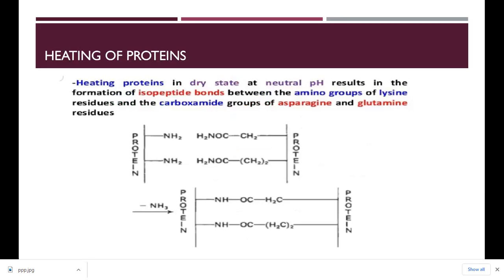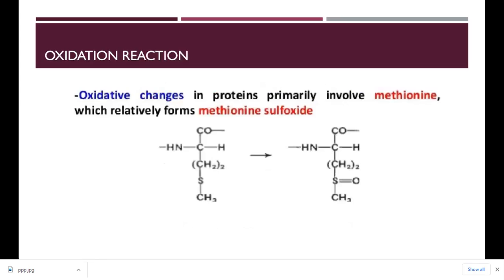Heating of protein in the dry state at neutral pH results in the formation of isopeptide bonds between the amino group of lysine residues and the carboxylic group of asparagine and glutamine residues. Here we can see formation of peptide bonds in the presence of ammonia. Oxidation reaction: oxidative changes in proteins primarily involve methionine, which reacts to form methionine sulfoxide. So methionine is converted into methionine sulfoxide by the oxidation reaction.